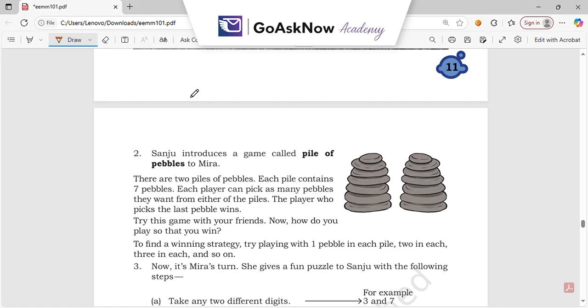In the second question, Sanju introduced a game called Pile of Pebbles to Meera. There are two piles of pebbles, each containing 7 pebbles. Each player can pick as many pebbles as they want from either of the piles. The player who picks the last pebble wins. Try this game with your friends. And now, how do you play so that you win?